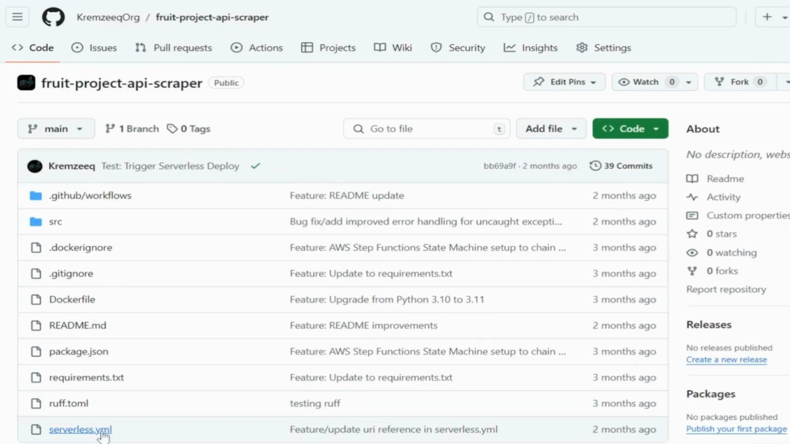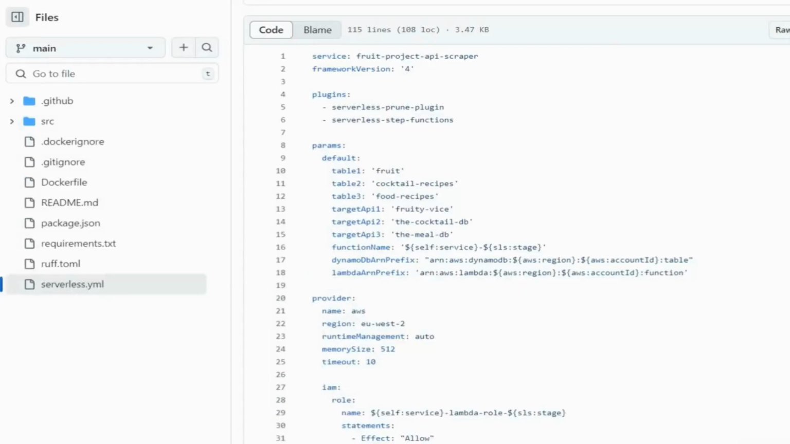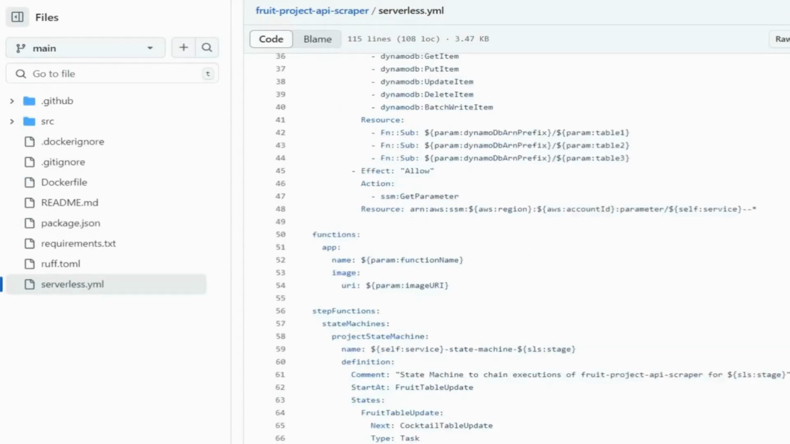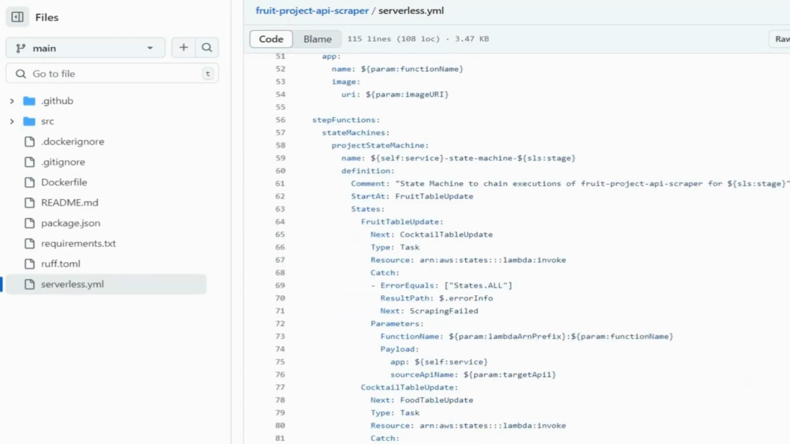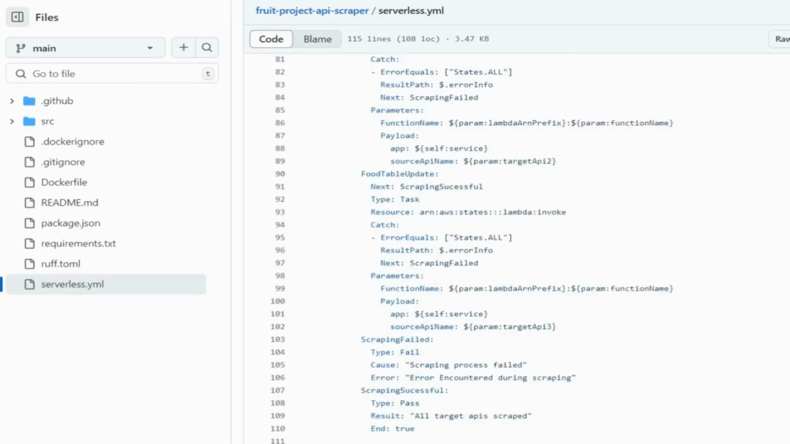It's important to note that a serverless.yaml file is defined in the repo. The Serverless Framework is designed to simplify configuration for serverless compute resources in AWS. When a serverless deployment takes place, all resources are provisioned as part of a CloudFormation stack in AWS. That includes the Lambda, as mentioned before, and the AWS Step Functions State machine.